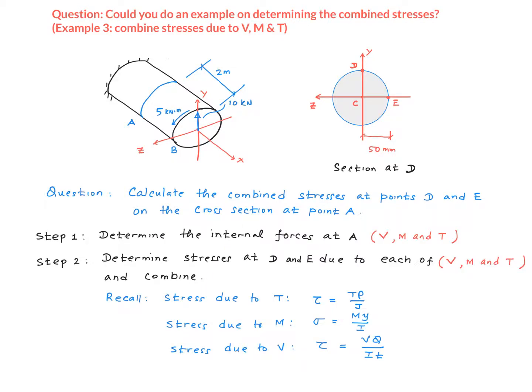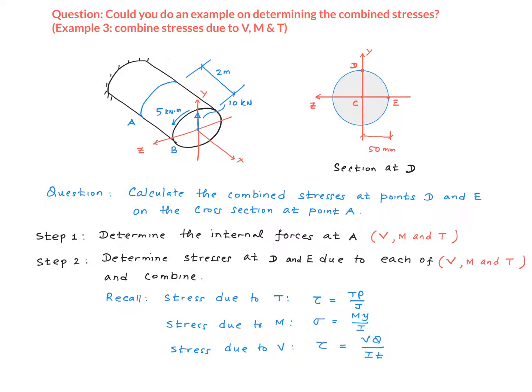In a broader sense, these are the steps. First, we want to determine the internal forces at point A. In this particular example, we're going to find there's going to be a shear force V, bending moment M, and a torque T. Step 2, we determine the stresses at point D and E due to each of these internal forces and combine.